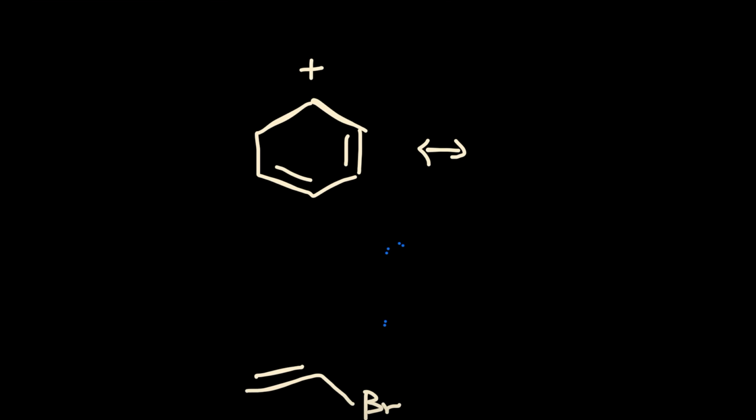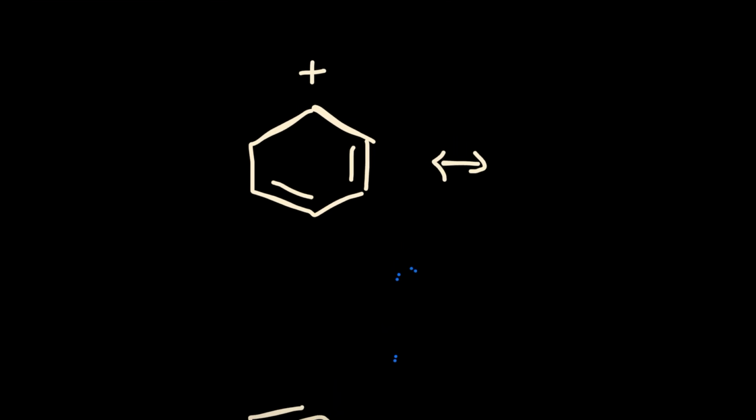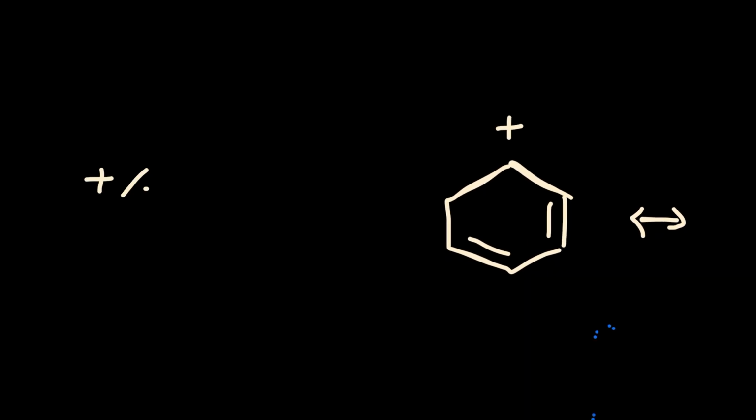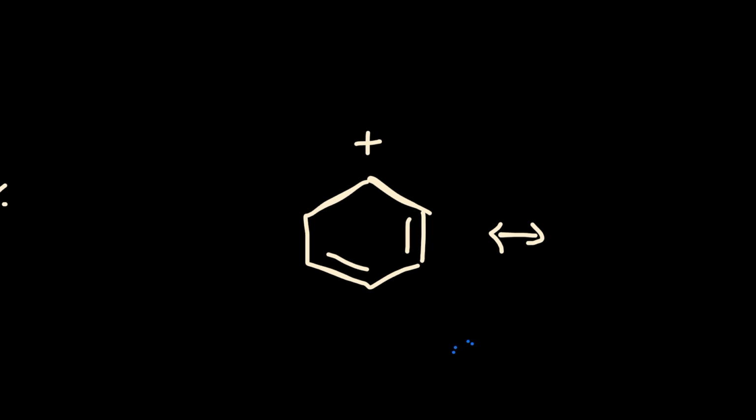Today we'll learn to draw resonance structures. So for this first example, we have a ring and some pi bonds and the carbocation. Now this approach I'm going to do applies for carbocations and radicals. They work the same way.